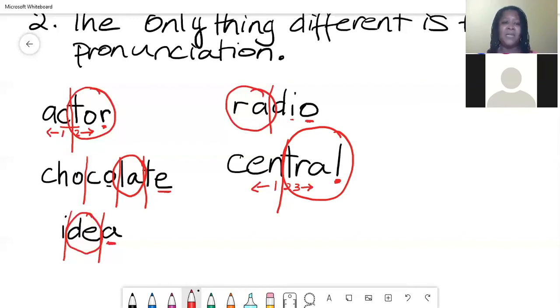And there are many other exact cognates out there. So there are words like color, doctor, hotel, piano, violin, other words, quite a few. So it's up to you if you want to just go and explore, find them, see them, find how you're going to be pronouncing them. And that's going to be a fun part of it.